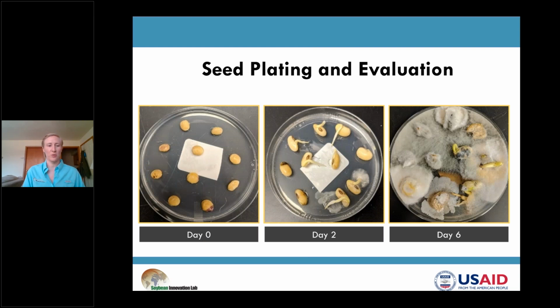So this is just showing kind of what you would be seeing if you were to do these seed plating evaluations. So everything from day 0, when you're just putting the seed onto the plate, you're going to start seeing germination and fungal growth around day 2. Then up to day 6, you can see that plate is pretty covered with a lot of different microbes, and that's the day that you'll usually be reading these plates. Next slide, please.